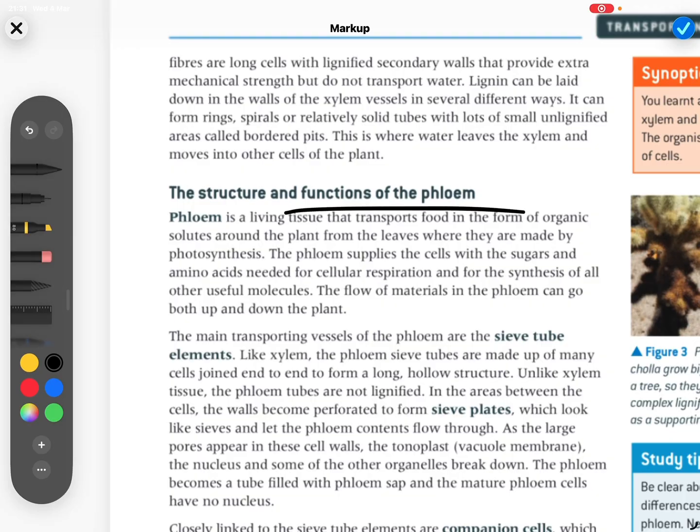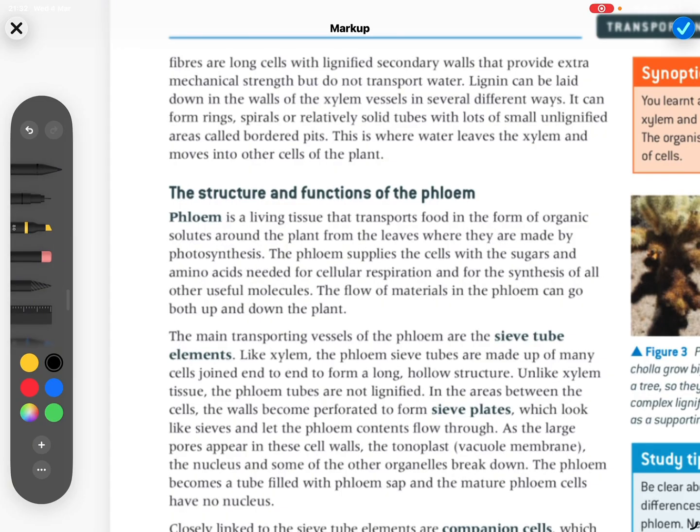Moving on to the structure and function of the phloem. Now, unlike the xylem, the phloem is living. The xylem is dead. Phloem is living. And what does the phloem do? It transports food around the plant, in the form of organic solutes. That means the food is dissolved and moves around in solution.